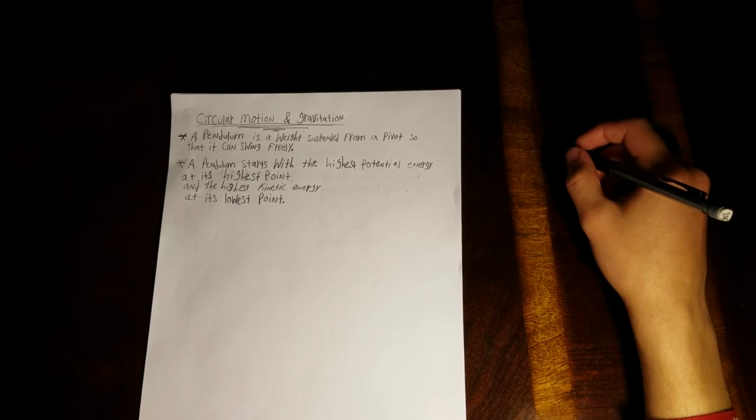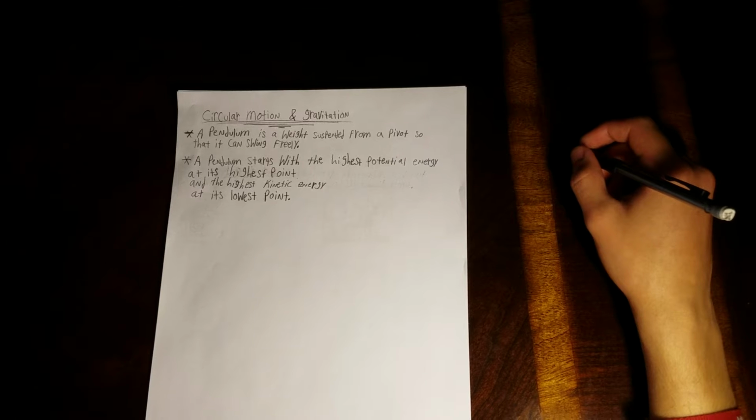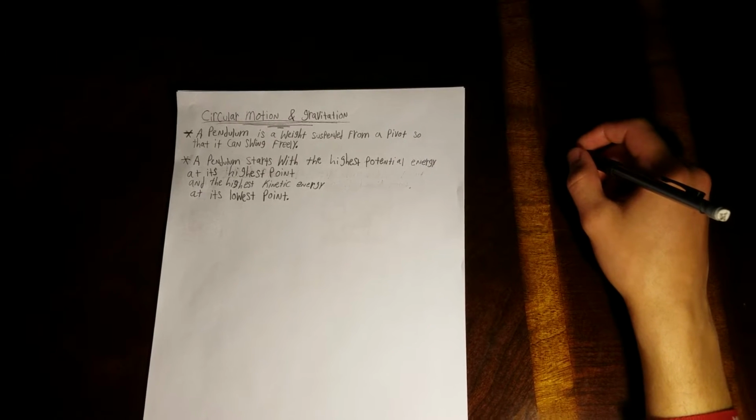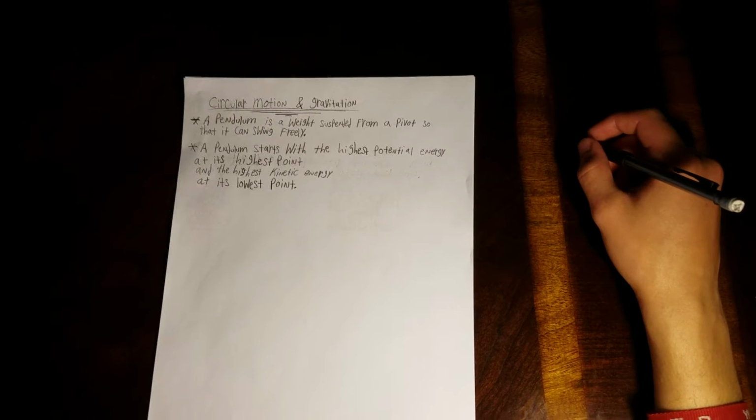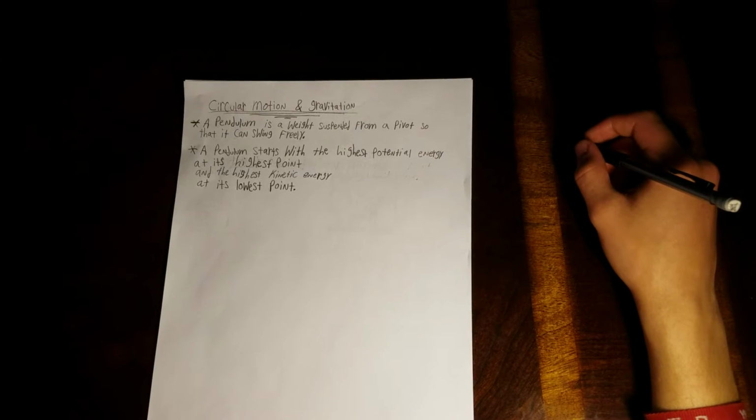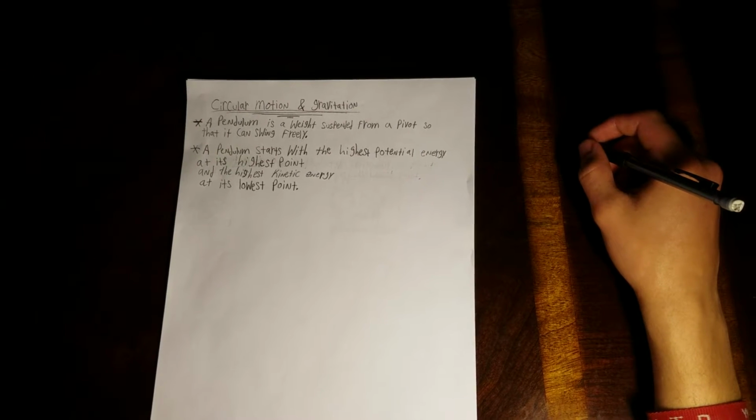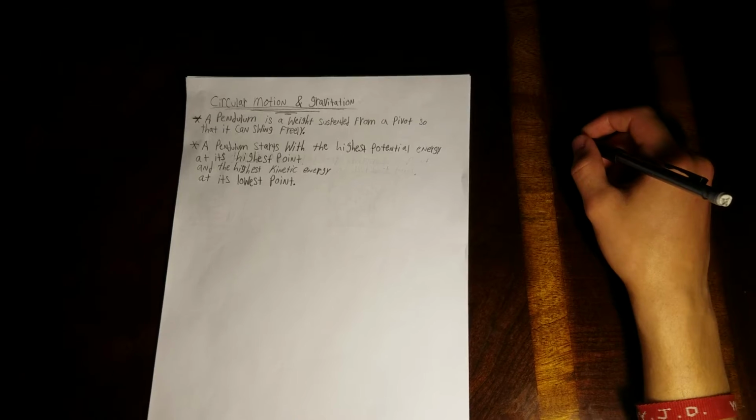Circular motion and gravitation. A pendulum is a weight suspended from a pivot so that it can swing freely. A pendulum starts with the highest potential energy at its highest point and the highest kinetic energy at its lowest point.